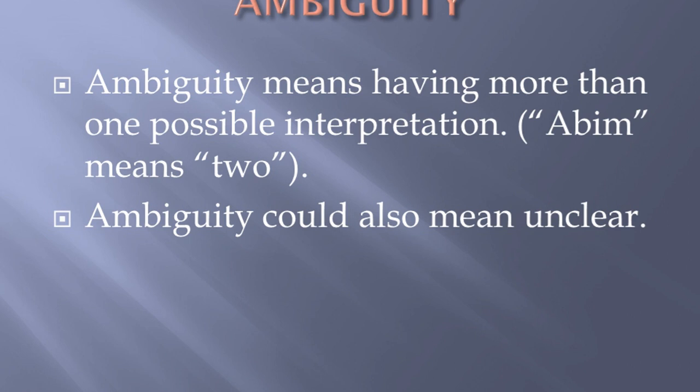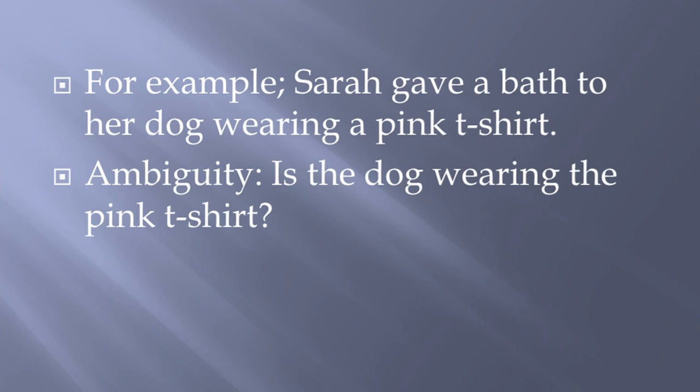The first topic we are going to look at is ambiguity. Ambiguity means having more than one possible interpretation. Ab means two. Ambiguity could also mean unclear. For example, Sarah gave a bath to her dog wearing a pink t-shirt. Ambiguity: is the dog wearing the pink t-shirt?